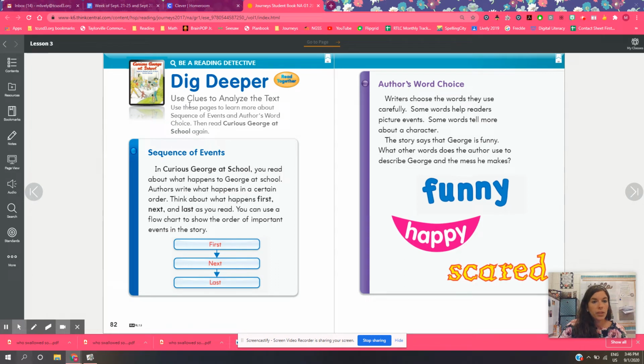Dig deeper. Use clues to analyze the text. Use these pages to learn more about sequence of events and author's word choice. Then read Curious George at School again.